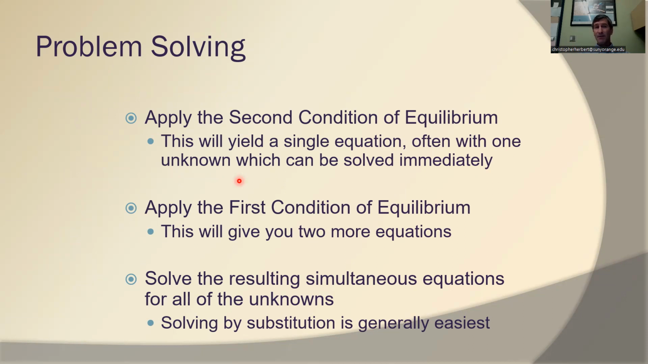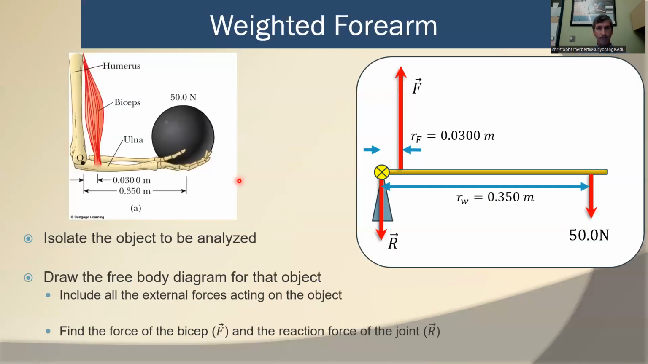Many times it's actually better to apply the second condition of equilibrium first because we can place the axis at a location where one of the forces is going to go away and then use that to solve for some of the other unknown forces. So it seems sort of backwards, but in many of these cases, we're going to do the second condition of equilibrium first and the first condition second. You could go in any order, but for simplicity, it's usually easier to start with the second condition of equilibrium. So let's start with something really simple.